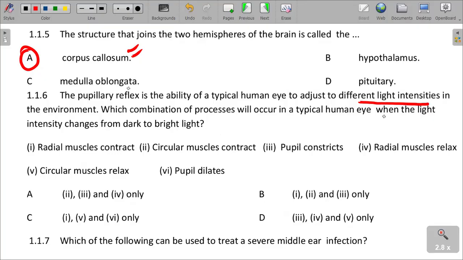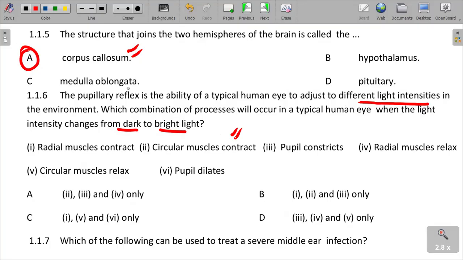Which combination of processes will occur in a typical human eye when the light intensity changes from dark to bright? It has been dark and then it is going bright. So what we need to understand is the pupillary reflex mechanism that has to take place in this condition. What happens? Option one, the radial muscles contract, from dark to bright. Option two, the circular muscles must contract.